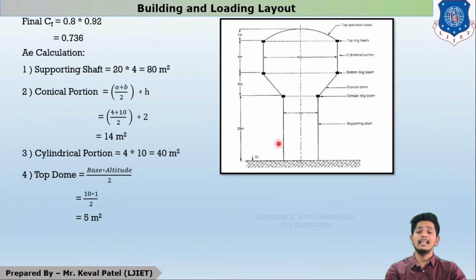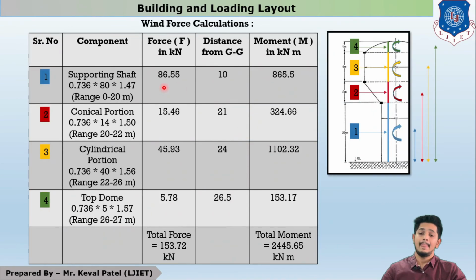So that's it. CF, AE and PD are there, and you are quite clear about all three. So forces are like that. The multiplication answers are 86.55, 15.46, 45.93 and 5.78. These are all forces. Now these forces will apply some moment on the structure. Different forces, different distances, different moments.